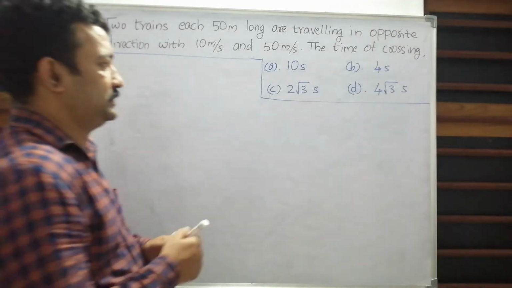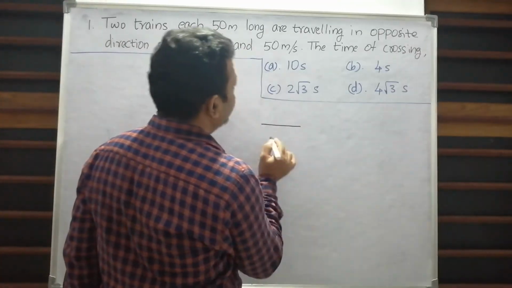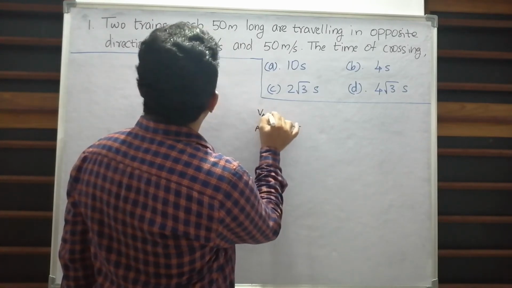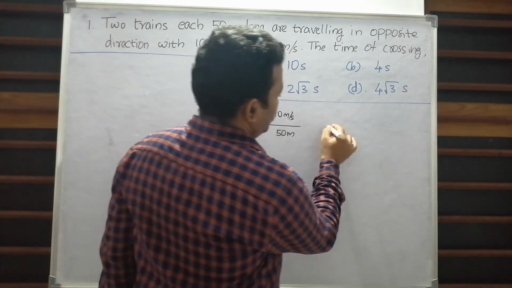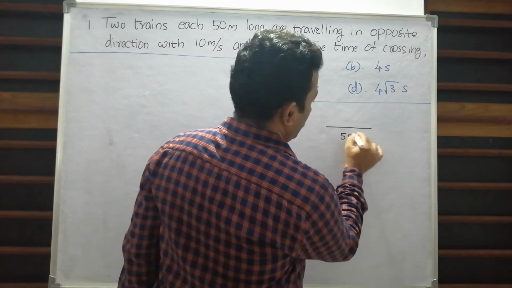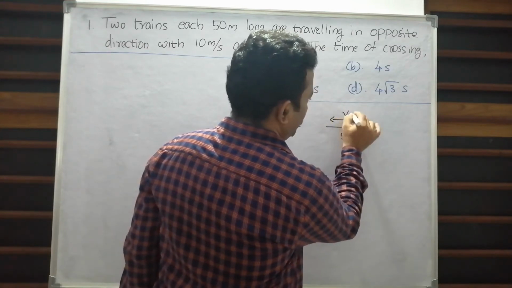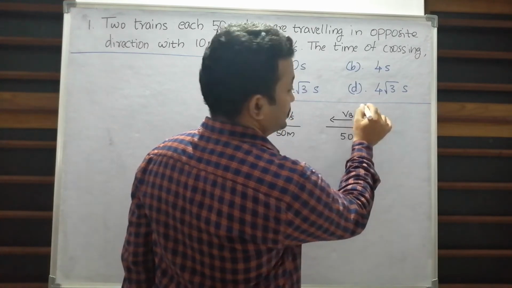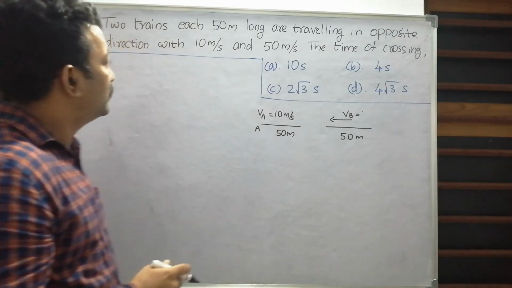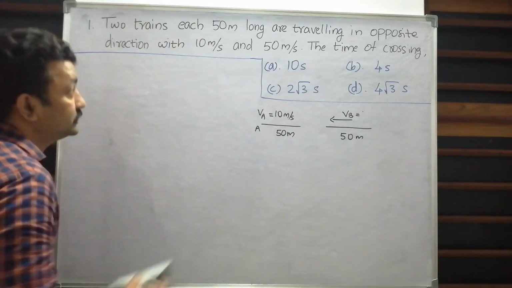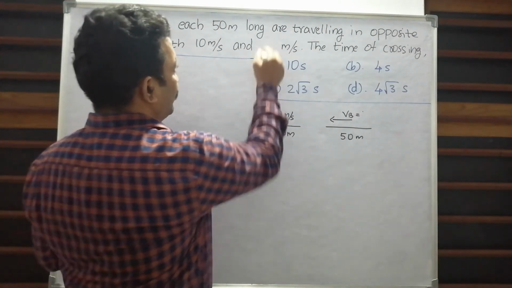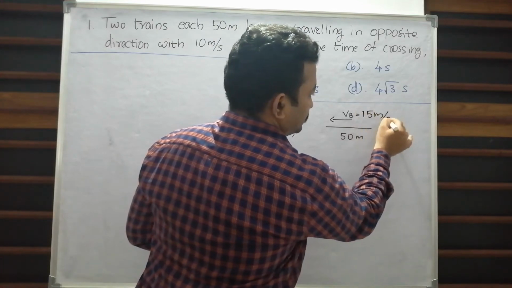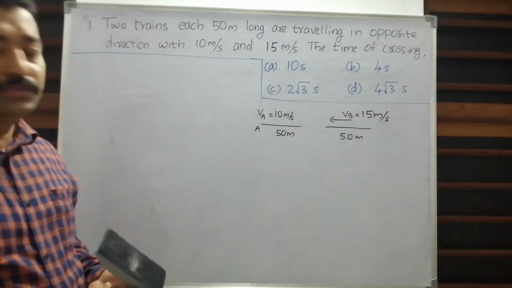What is meant by arresting? We have two trains, say A with 50 meter long, moving with VA equal to 10 meter per second, and B 50 meter long, moving with VB. Is it 50 or 15 meter per second? That is not 50 meter per second, I'm sorry. This is 15 meter per second. So we have that situation in which we have to do the problem.